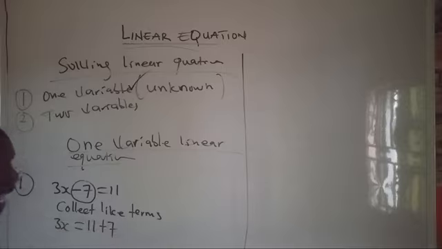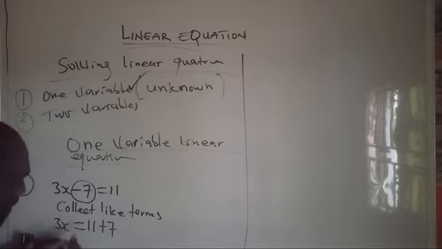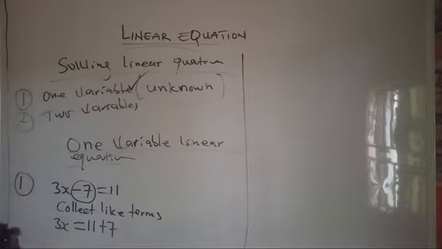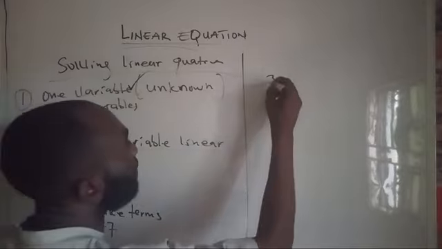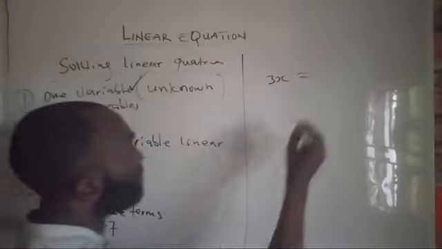Why is it plus 7? It is because in an equation, whenever a number is crossing the equality sign, the sign reverses. If the sign is plus, it reverses to negative. If the sign is negative, it reverses to positive. Positive means plus, negative means minus, so I can be using them interchangeably. So here we now have 3x is equal to 7 plus 11. That will give us 18.